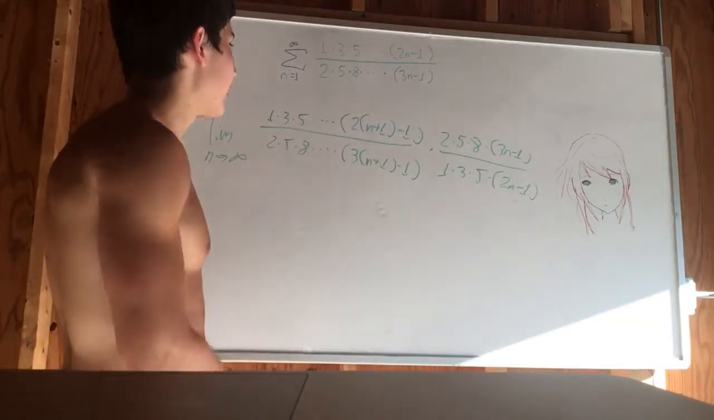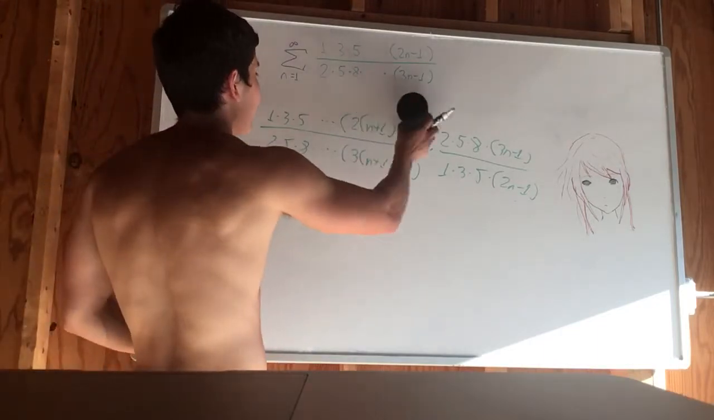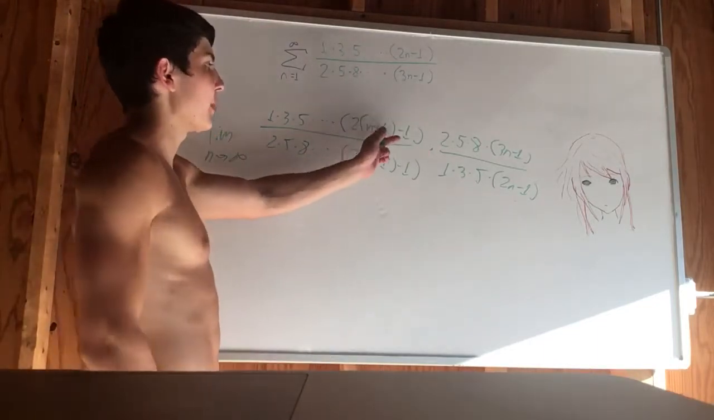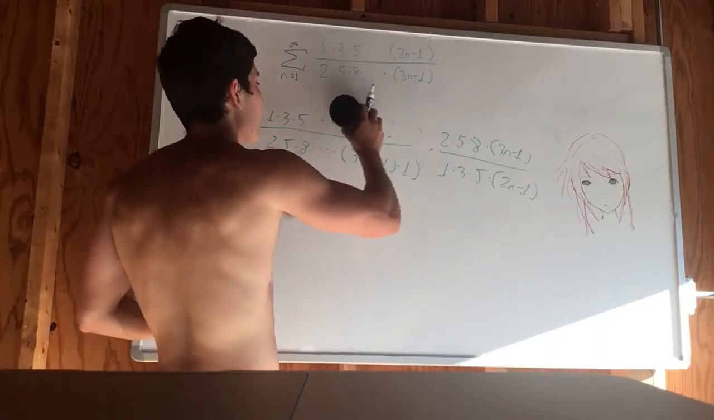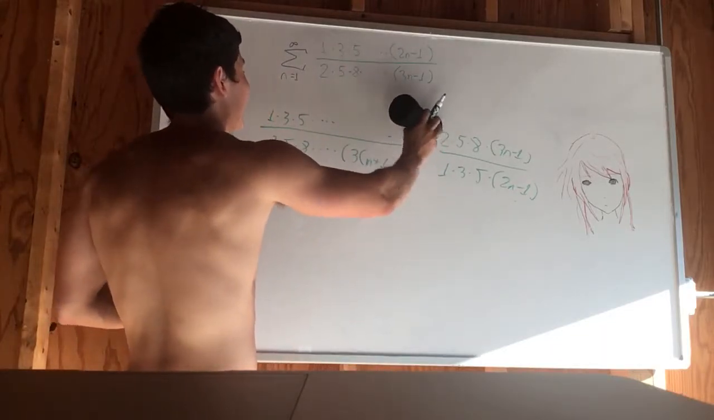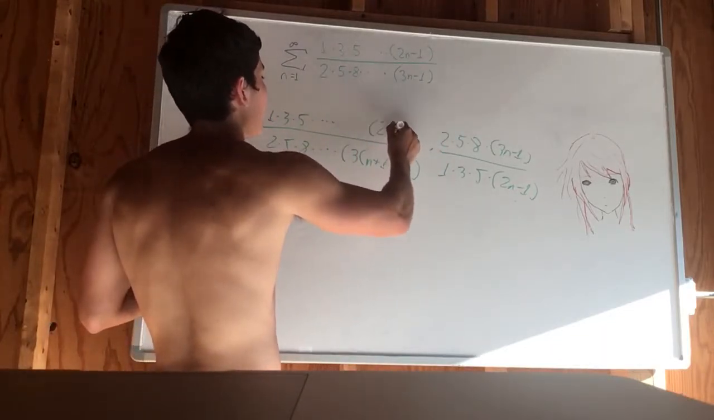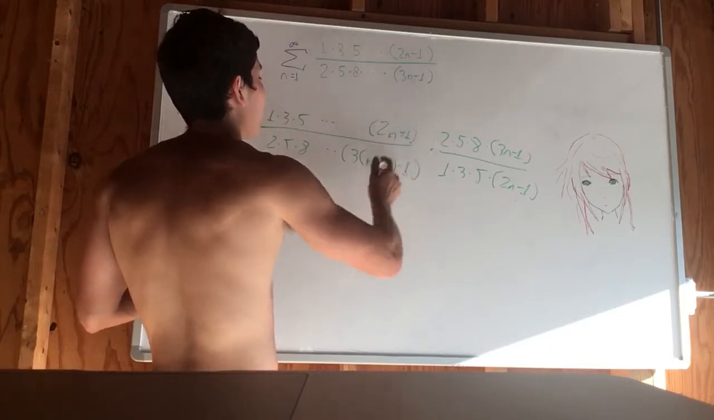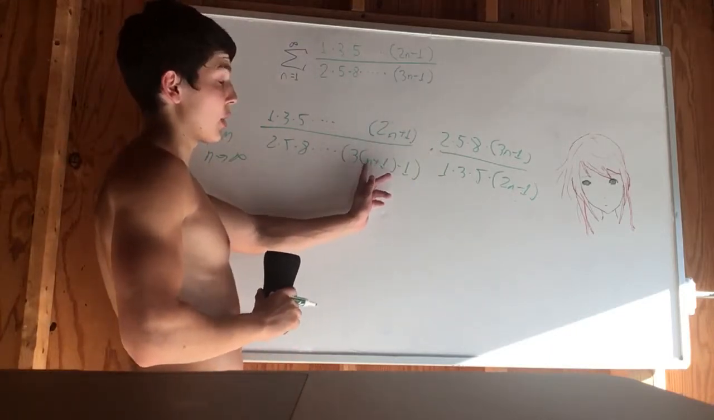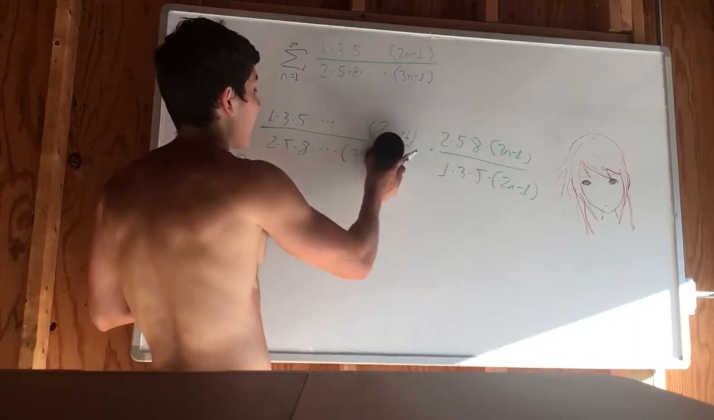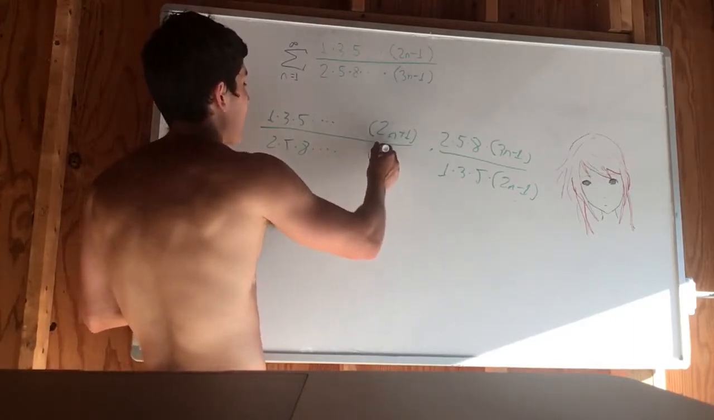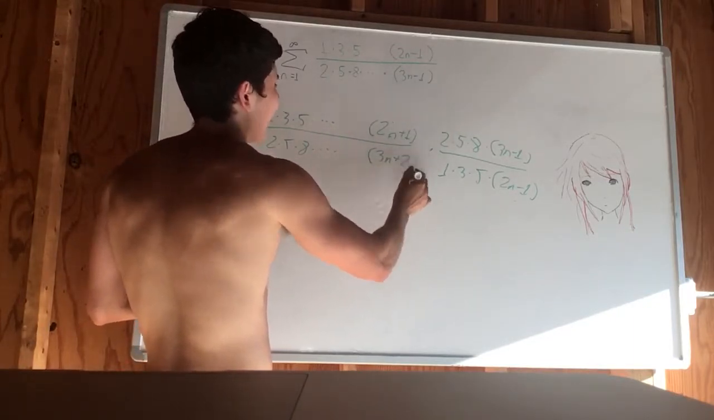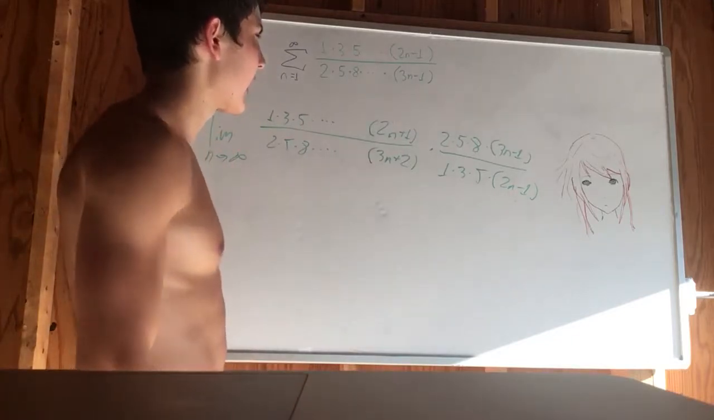Okay, now before we cancel stuff out, let's distribute this. So this would be 2n plus 2 minus 1, which is 2n plus 1. That's 2n plus 1 in there. And this is 3n plus 3 minus 1, which is 3n plus 2. And now we can start to cancel stuff out.